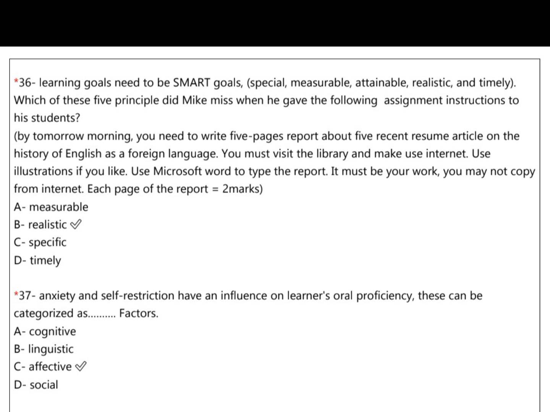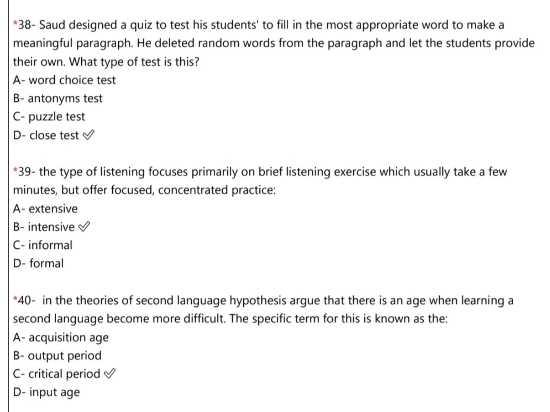37. Anxiety and self-restriction have an influence on learners' oral proficiency. These can be categorized as factors: A. Cognitive. B. Linguistic. C. Affective. D. Social.